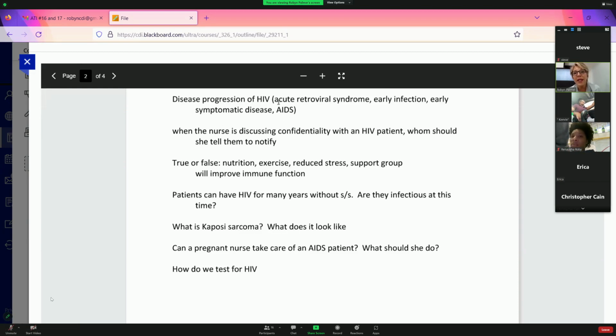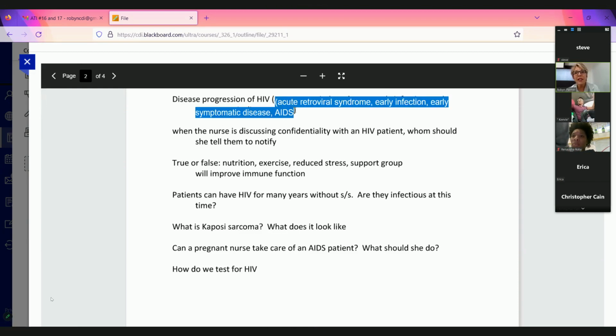Disease progression of HIV. So this is the answer to the question right here. The disease progression: acute retroviral syndrome, early infection, early symptomatic disease, and then AIDS. That's the answer to that question.